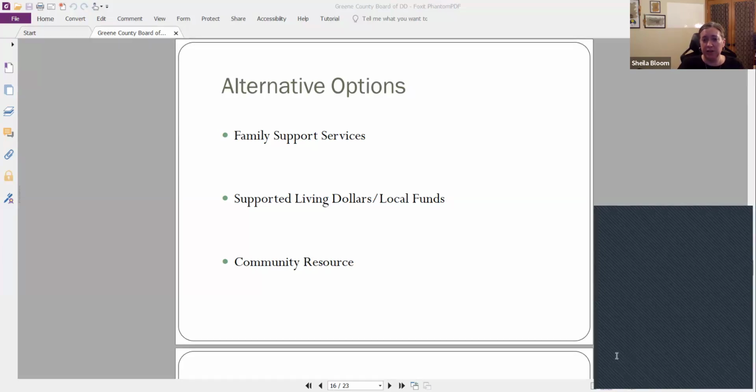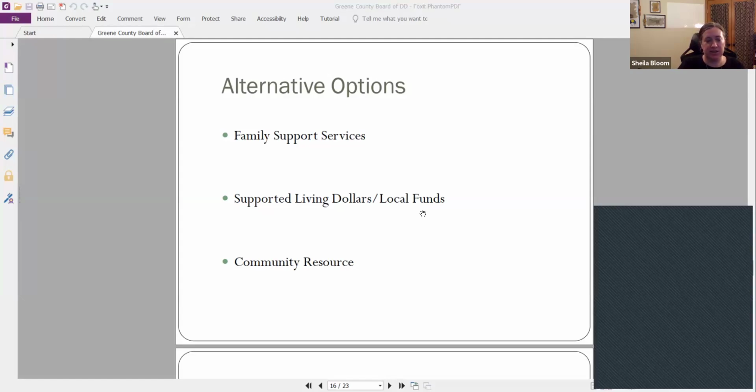Another option, the next one up, is supported living dollars or local funds. Again, this is more on a case-by-case basis, where we'll look at whether it is a one-time need, or a very short-term, kind of crisis situation that we can help alleviate without the full-blown waiver enrollment. Local funds, we also use in Greene County as a way to help pay for day programming and non-medical transportation for folks that are not enrolled on waivers. So we can use some of those local dollars to help pay for waiver services. Another good use of this is kids transitioning out of high school. They may or may not have a waiver yet when they leave high school, but we've committed to putting local dollars towards allowing those individuals to go to day programs within Greene County.